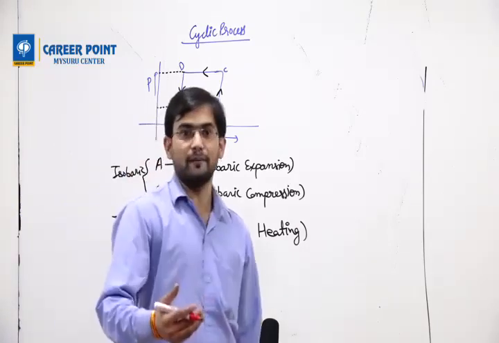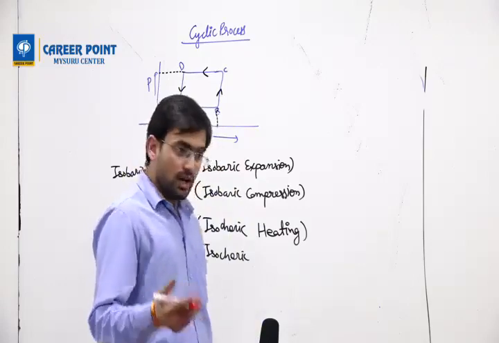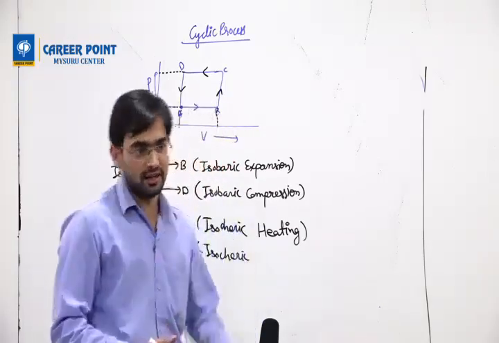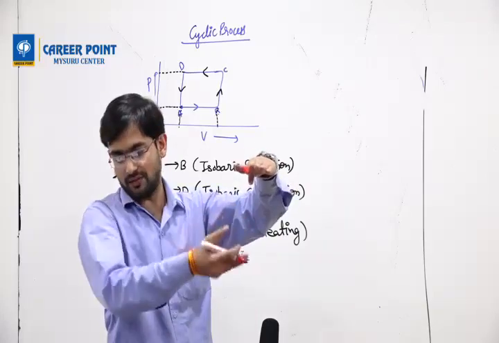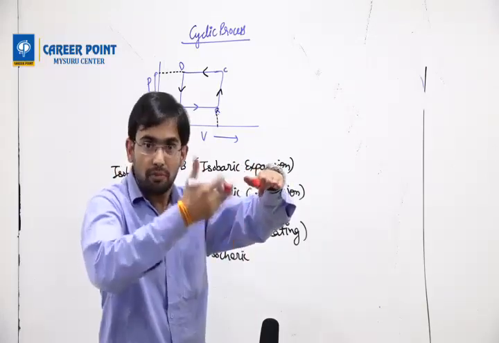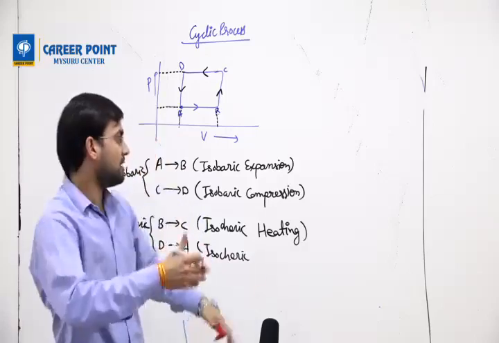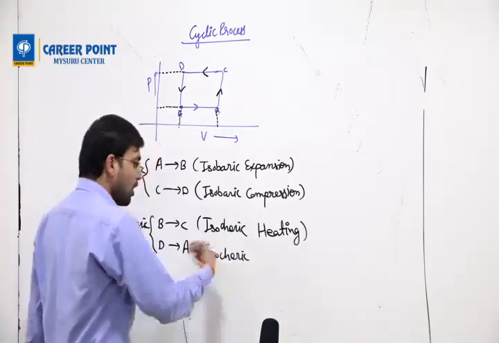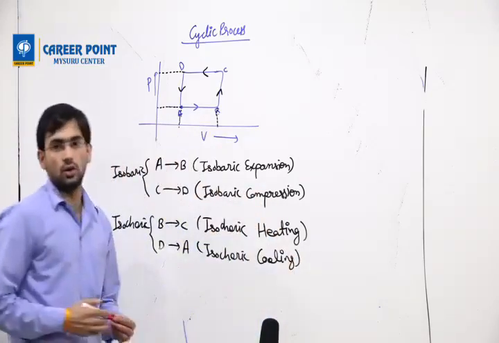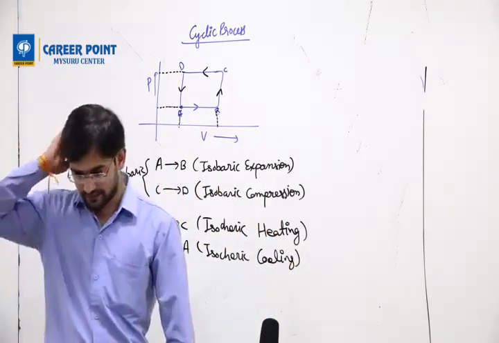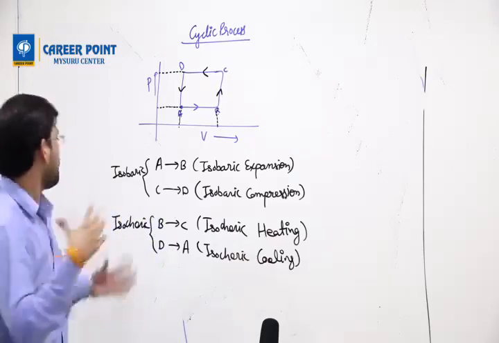If you heat, slowly you are giving more and more energy, but the volume is fixed. If the volume is fixed and you are giving heating, after some time what will happen? More pressure will build up, which is called isochoric heating. So automatically, this is an example of isochoric cooling. Understood?